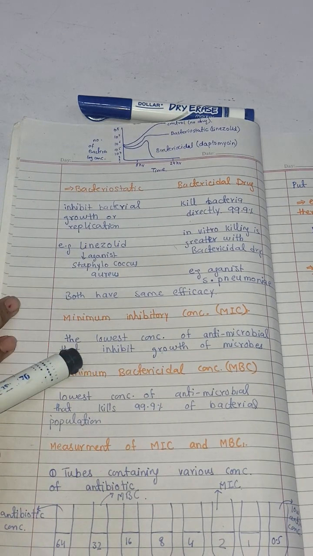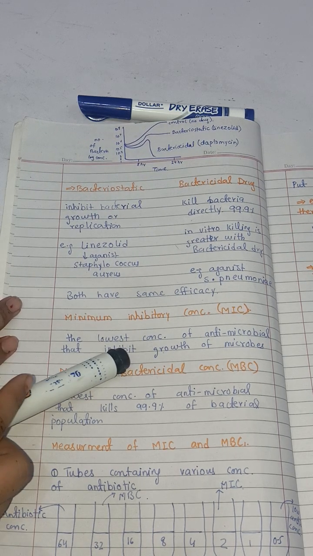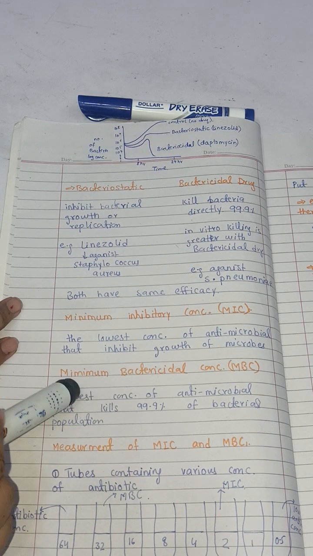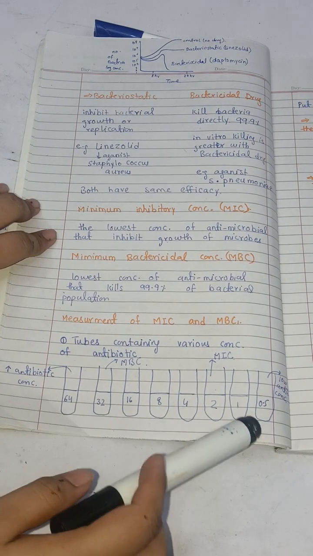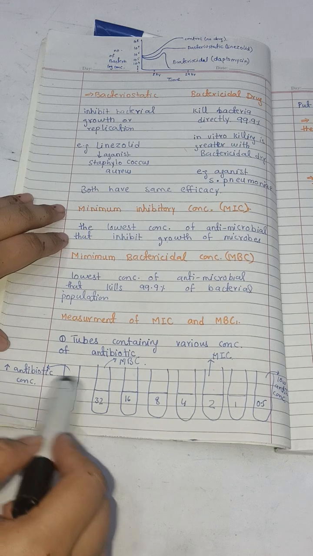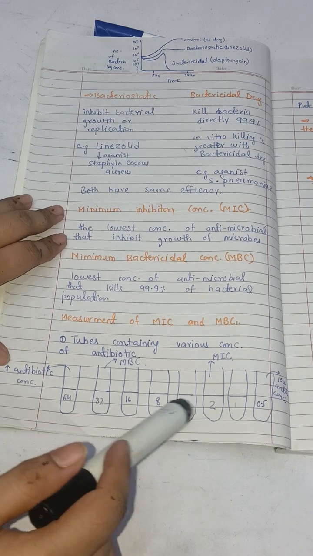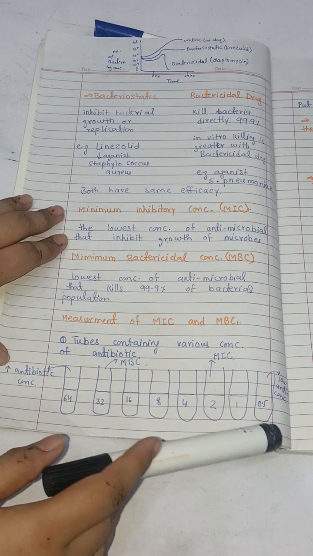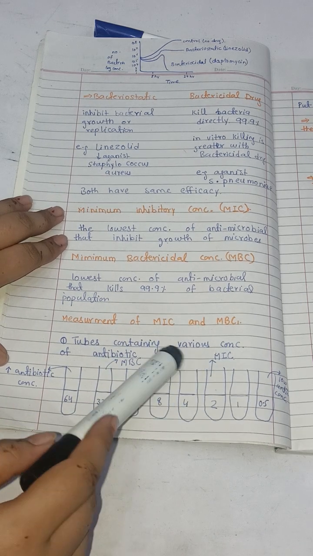Minimum inhibitory concentration is the lowest concentration of an antimicrobial drug at which we inhibit the growth of the microbe, and minimum bactericidal concentration is the lowest concentration of an antimicrobial agent at which we kill 99% of the bacteria population. And how do we calculate it? We take a lot of test tubes and add different concentrations of antibiotics into them. This is the lowest concentration and gradually we increase the concentration, and this is the highest one. We also add the microbial culture into them, and then we calculate the MBC or MIC.